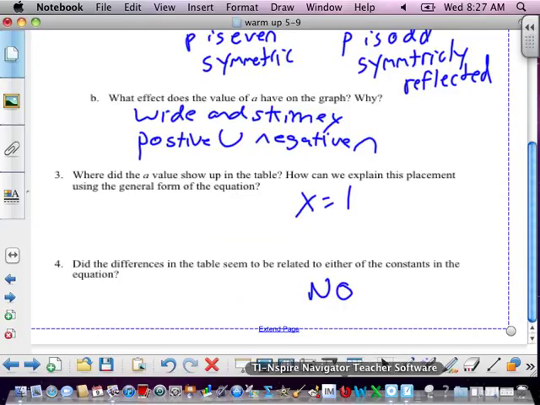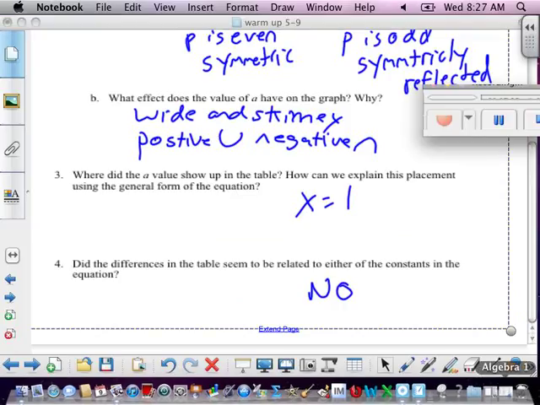All right, Miss Parmalee, would you start passing out station 3? Yeah. And 3? Yeah.